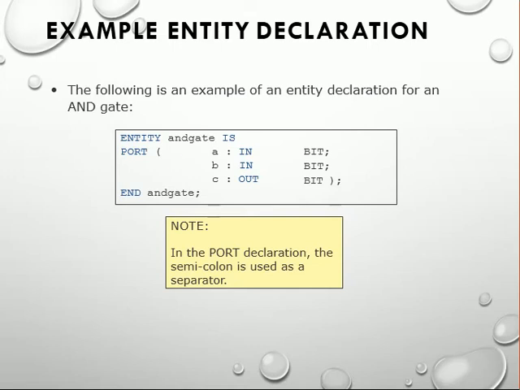Now here is another way to write this same entity. Instead of separately writing these two input ports, you can write it in this way: A comma B colon in and then bit. That means both these ports are input ports and they are of bit type. So if different ports are of the same type and same mode, then you can declare them in one sentence also. So this is about the entity declaration of AND gate.